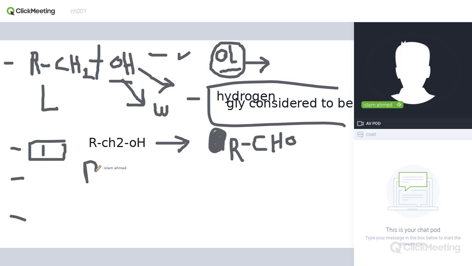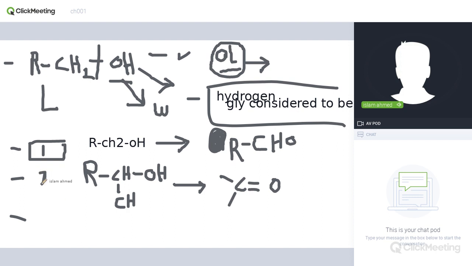Secondary alcohol: what's the meaning of secondary alcohol? There is a branch here of, for example, CH3. It means that the OH is in the middle of the molecule, not at the terminal part. So the oxidation of the secondary alcohol gives ketone, which is CO. This is the secondary alcohol.